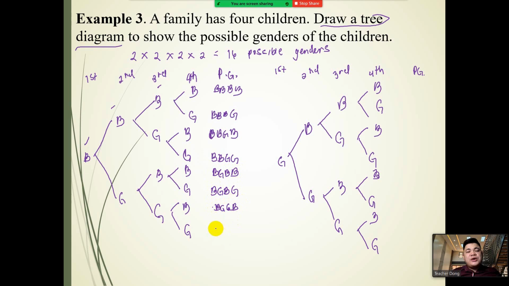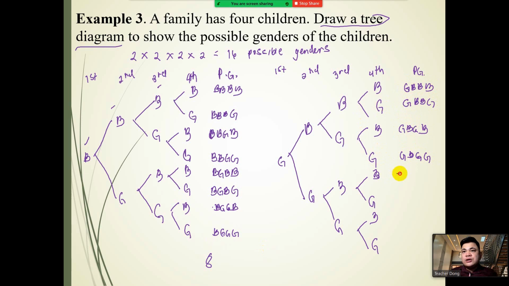Then we have boy, girl, girl, girl. Then if you're going to count them, we have 8. We still need 8. So in the second, we have girl, boy, boy, boy. Then we have girl, boy, boy, girl. Then girl, boy, girl, boy. So girl, boy, girl, girl.